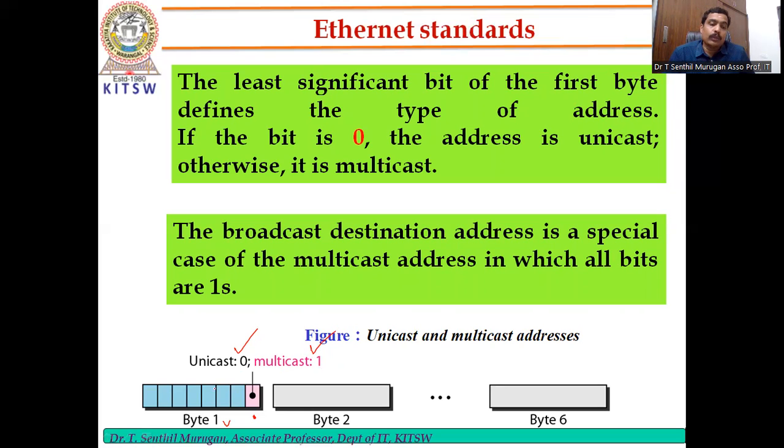So in total there are 6 bytes, and we have to consider the last bit of the first byte. If the bit value is 0, that is a unicast address. If the bit value is 1, that is a multicast address. You just remember this.